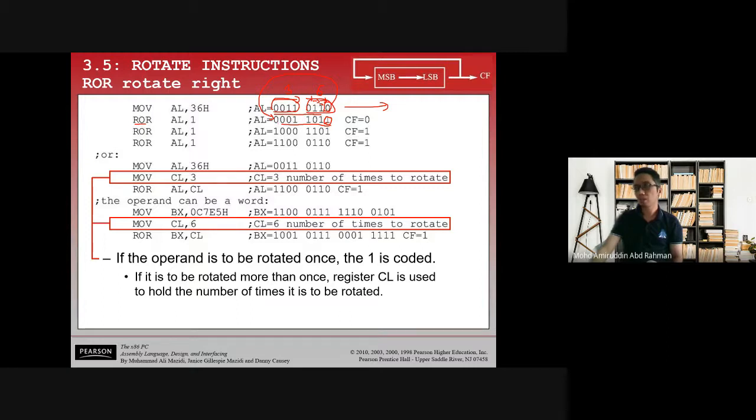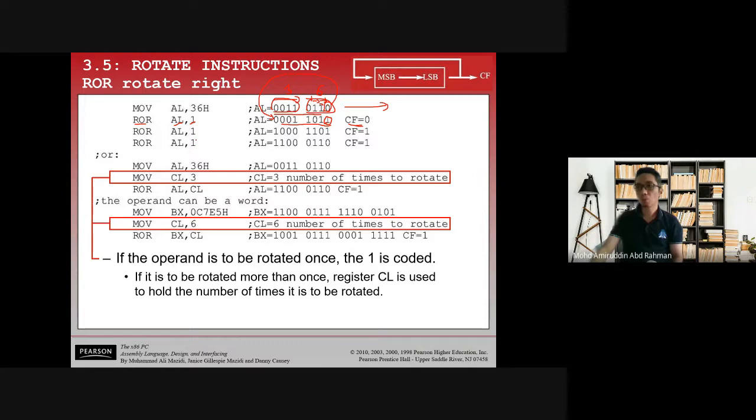Over here, you know that the carry flag is zero because the bit over here is zero. So CF is zero. You move one more time. The command is ROR AL, 1.